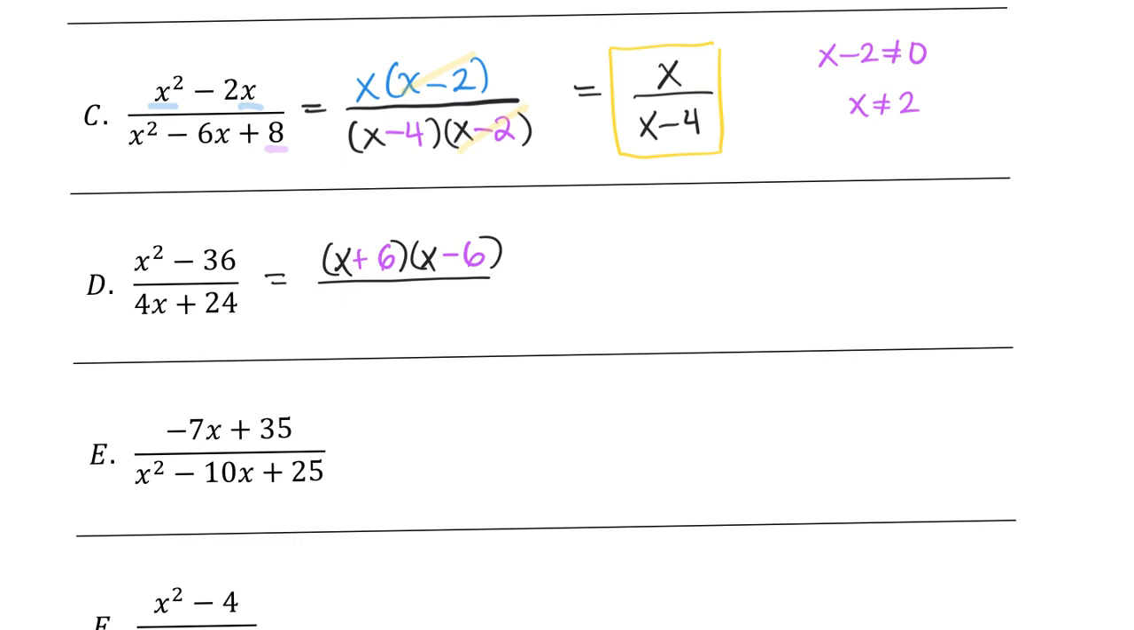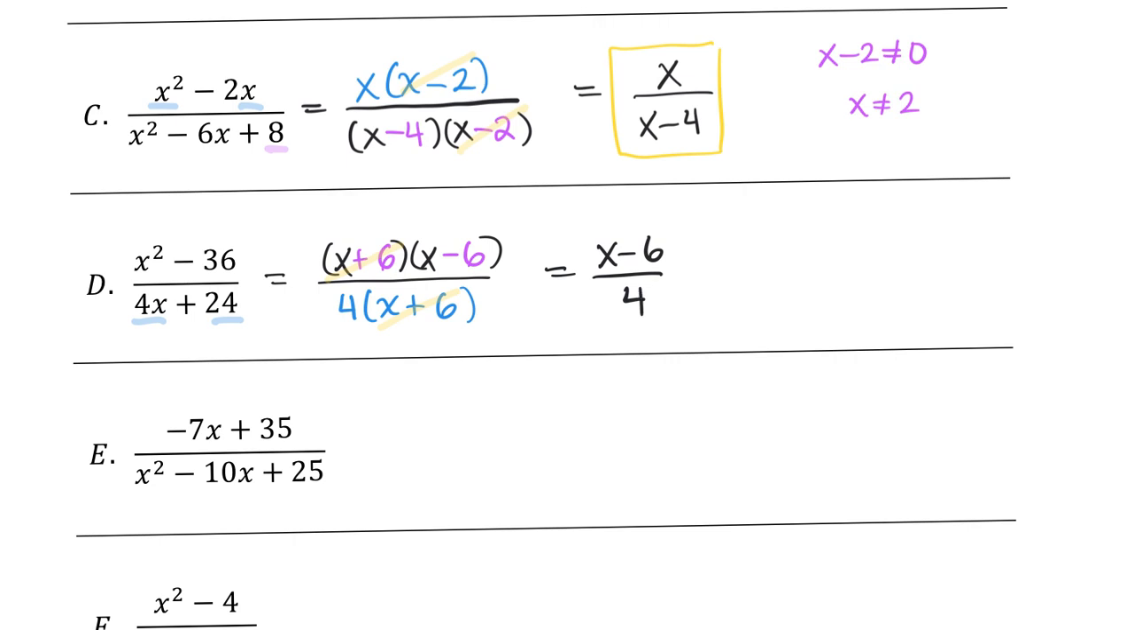How about the bottom? 4x, 24. They both divide by 4. Let's take out a 4. 4 times x is 4x. 4 times 6 is 24. And then I'm going to see if there's a common factor. The x plus 6 cancels with the x plus 6. So I'm left with x minus 6 at the top, and then I have a 4 at the bottom.